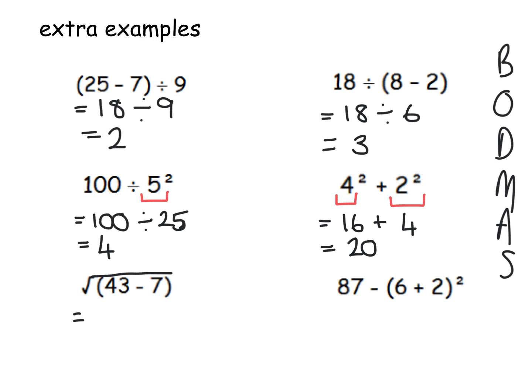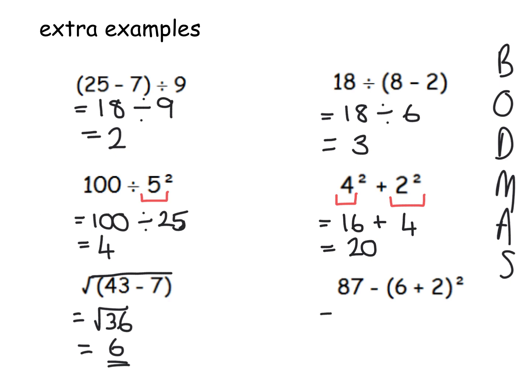And then this one here, square root, well, I have to do the bit in the bracket first. Now, square root covers everything. But remember, B for bracket still is there first. So 43 take away 7 is 36. So we've got the square root of 36. So ask yourself, what number times itself is 36? It's 6. 6 times 6 is 36. So the answer is 6 there.